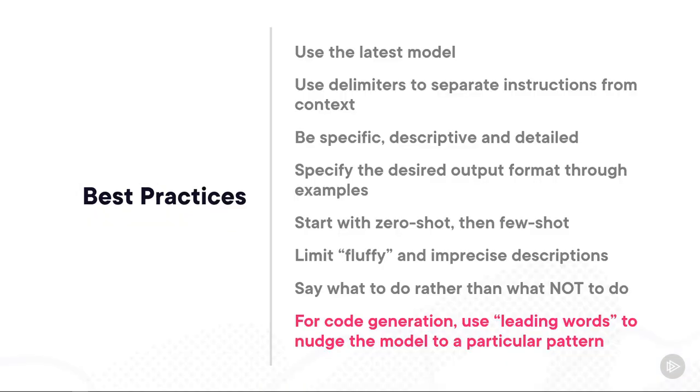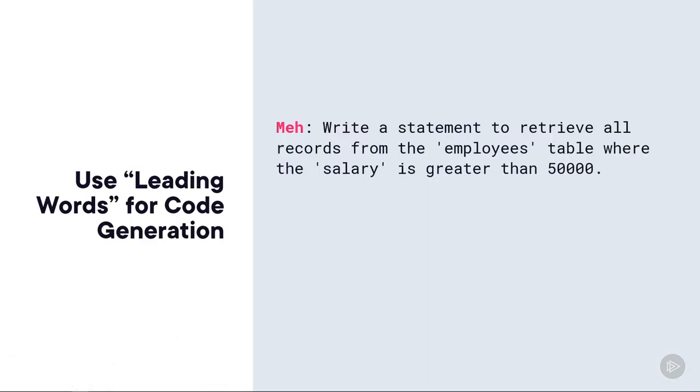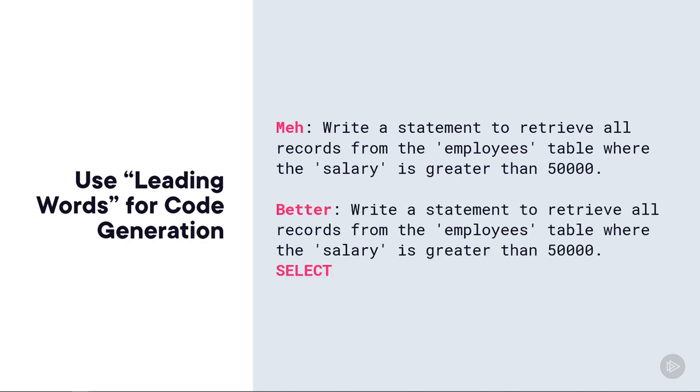And then finally, for code generation, use leading words to nudge the model to a particular pattern. So rather than a prompt like this, where you're just telling it to write a statement to retrieve records, you'd want to do something with that leading word at the end, the select, so the model knows we're asking for a SQL statement or SQL query. If you're writing code, that leading word could also be something like an import statement for code.